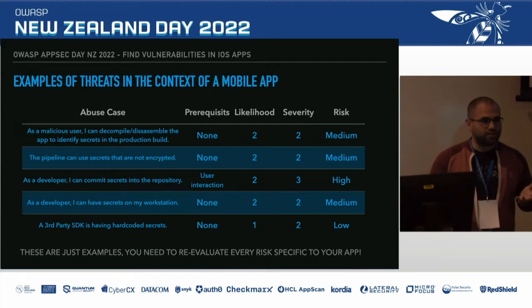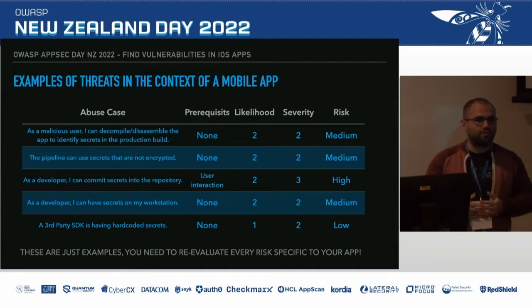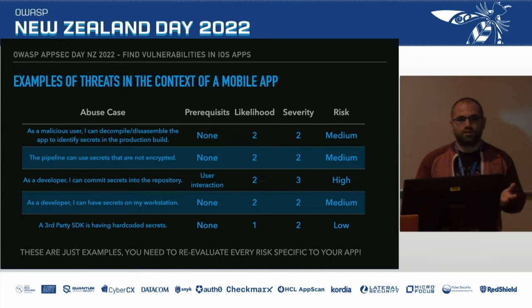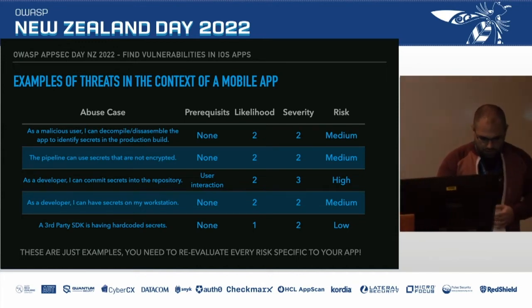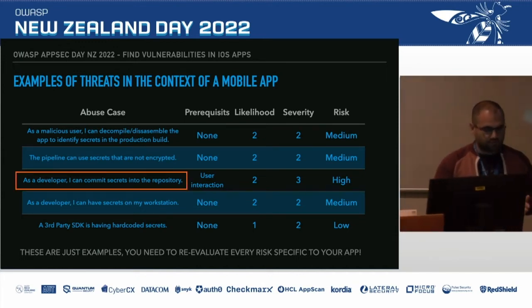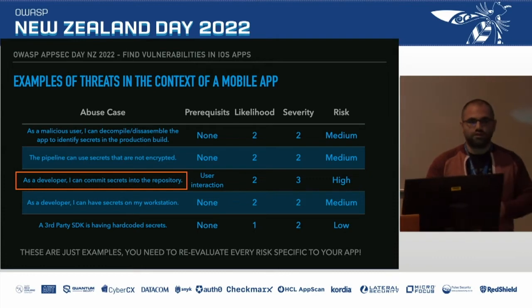secrets might be on the workstation of the developer. And secrets can even be in third-party SDKs. We're relying a lot on libraries, a lot on SDKs, and we do not really know if the secrets are actually properly handled. So we will be focusing on this threat, because the developer will potentially upload some secrets into the repo.